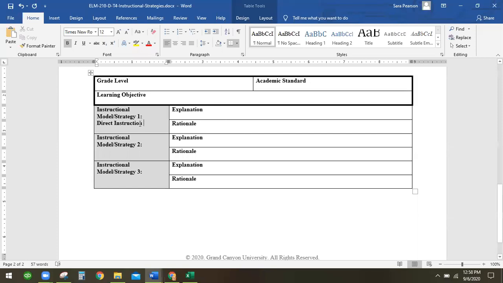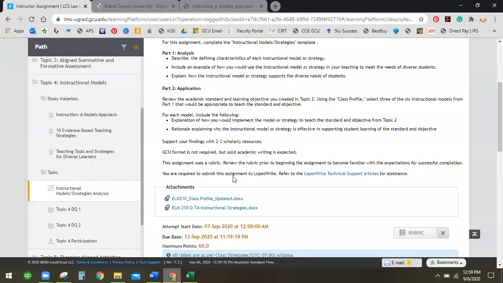So maybe I chose direct instruction. Now I'm going to explain direct instruction will help my learning disabled students or my English language learners with this objective because, and be specific to the objective you're teaching. If you're teaching about reading comprehension, explain how it helps reading comprehension. If you're teaching about fractions, explain how it helps teach fractions. With your rationale, you want to explain why it's effective.